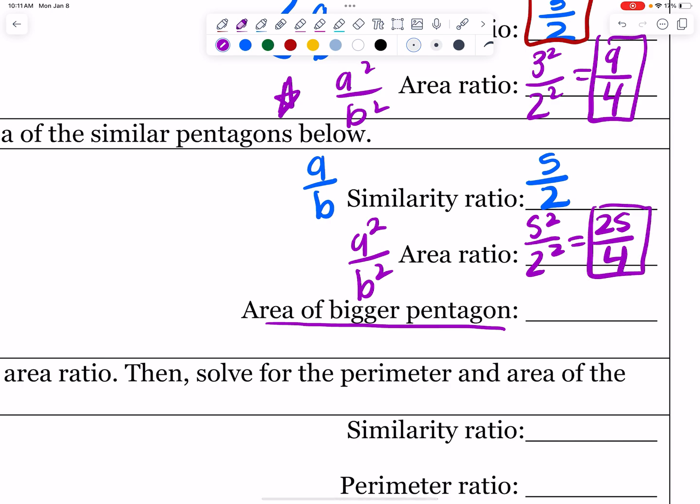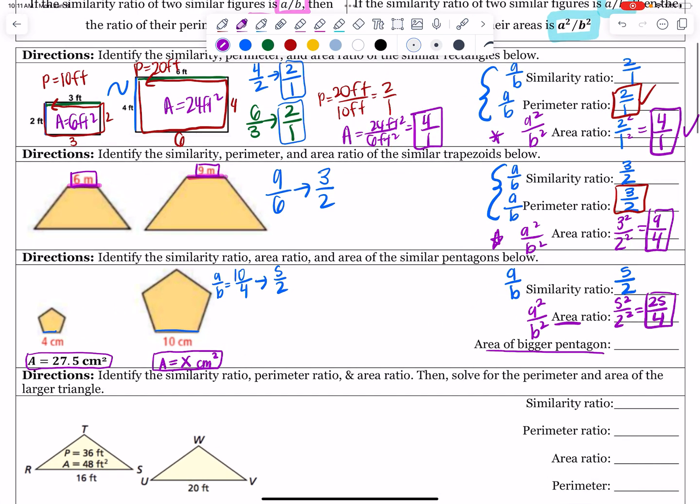Well, why is it helpful to have my area ratio? I know the area of the smaller shape is 27.5. I don't know the area of the larger shape, but I can find it using my area ratio. So that ratio, 25 over 4, is going to be the same thing as the ratio of the area of the larger shape to the area of the smaller shape. So 25 over 4 would be equal to the area of the larger shape, which I don't know, it's just X, over 27.5. And what this allows you to do is just cross multiply and solve.